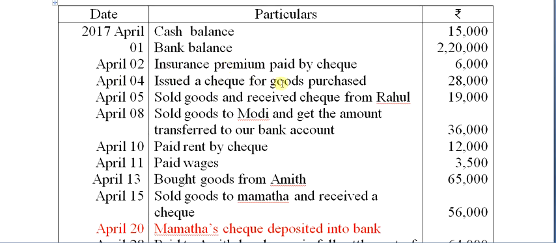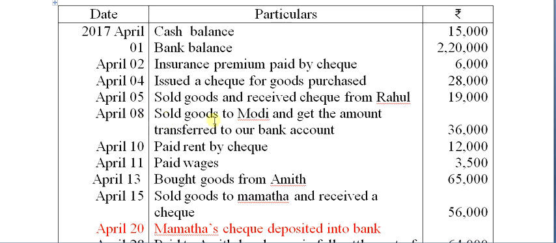April 4th, issued a check for goods purchased, rupees 28,000. When we are issuing the check for the goods purchased, our bank balance reduces, so it should be taken under the credit side. April 5th, sold goods and received check from Rahul, rupees 19,000. We are selling the goods and receiving the check from Rahul. Automatically our bank balance increases, so it should be recorded under the debit side.